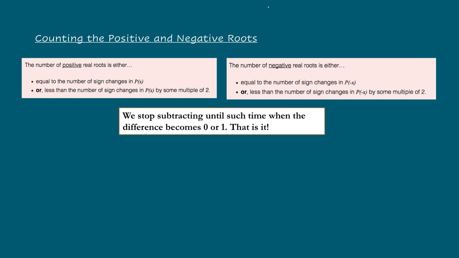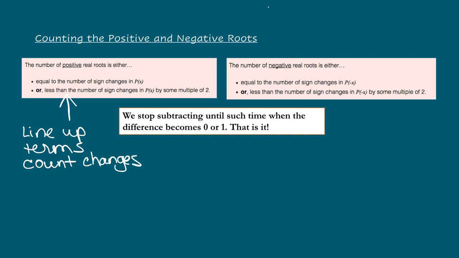What that means in plain English is, in the original function, and that's this one, we would line up terms and count the changes. In this one, we would plug in the value of negative x, just negative x, and then simplify and count again.